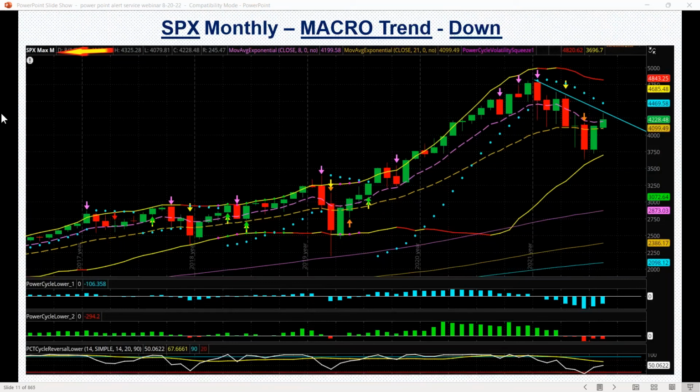Top-down market analysis or review. So I like to always start out with what I call the macro, the big long-term trend. And to do that, I like to use the monthly time frame. So this is the S&P 500, SPX. So you can see how clear the trend is currently, pushing down.